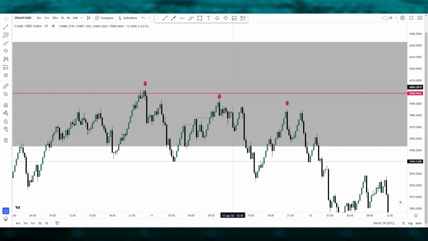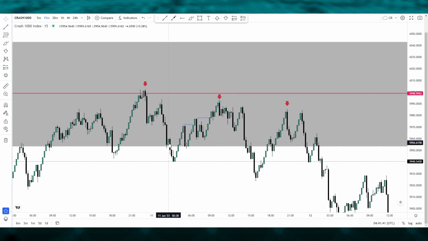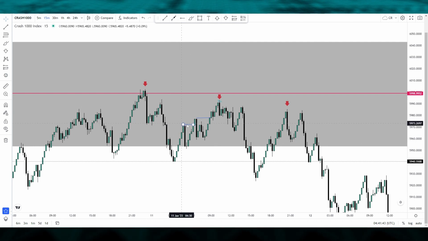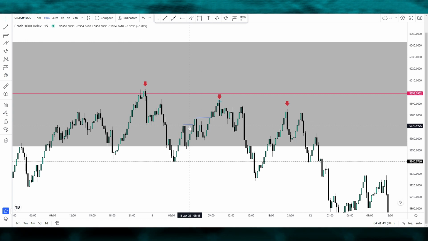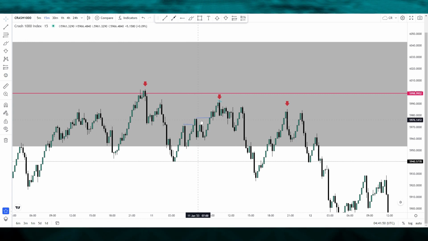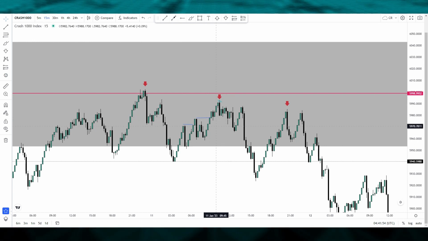The concept of this being an intermediate term high, because it is rebalancing imbalances found here and the fact that it is making the three drives pattern. What is the significance of the three drives pattern? This is how smart money establishes their new sell positions.